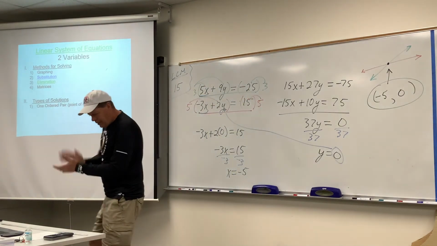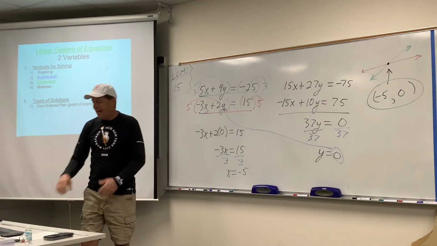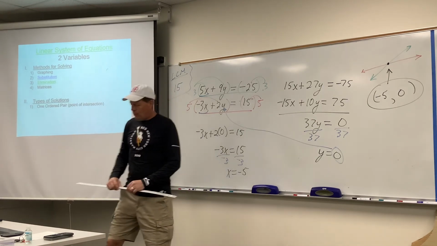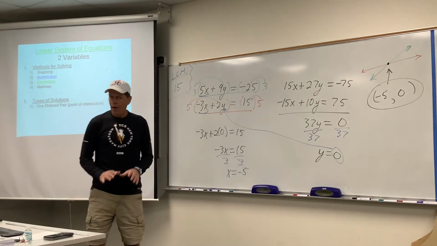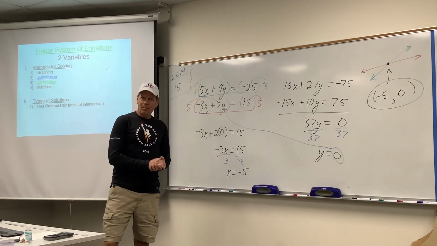Good job, everybody. That would have been example 4. We'll do 2 more of these. And again, the typical occurrence is that we get one ordered pair when we solve a system, although there are 2 other things that could occur, which we'll see in the next 2 examples.